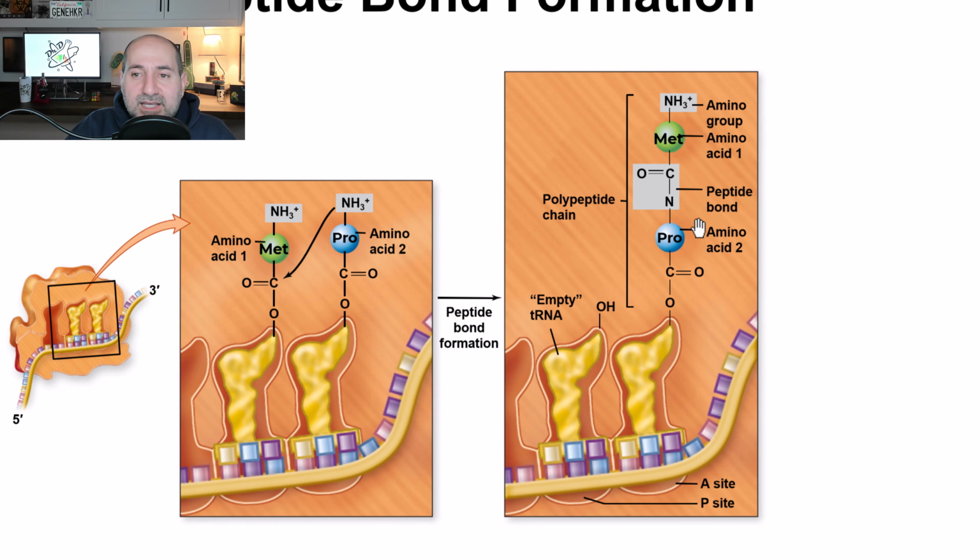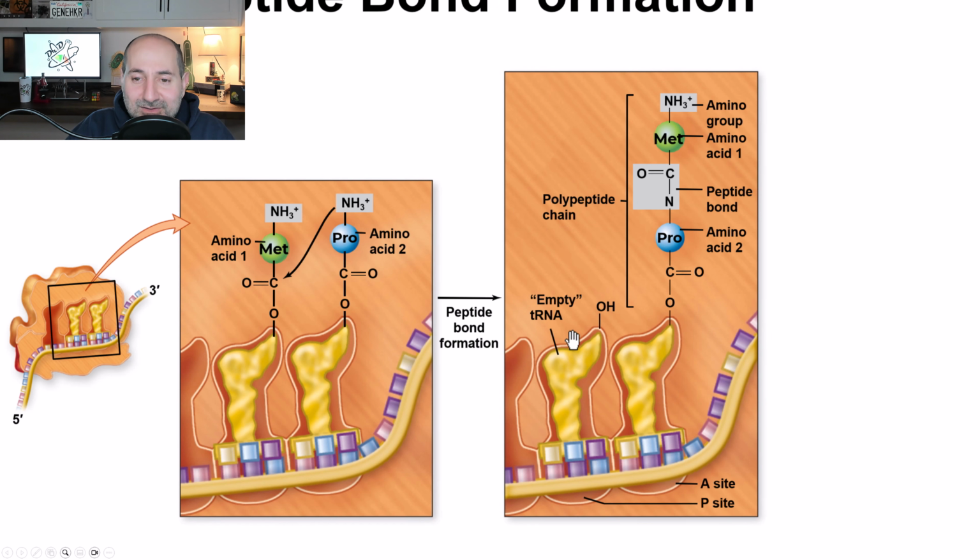And finally, we have our first chain. We have methionine linked to proline. We have a peptide bond formed. Isn't that cool? So we're starting our polypeptide chain, and we've got to keep going. We're not done. We have more RNA to read. We have more message to read.